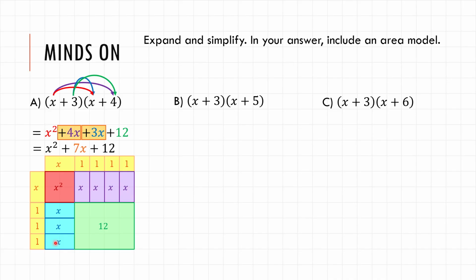And so you can very clearly see that here I have an x squared tile. I have 4 x's. I have 3 x's altogether. That's 7 x's. And of course, at the end, I've got 12. So this is an area model. Pause the video here and see if you can finish these two up.